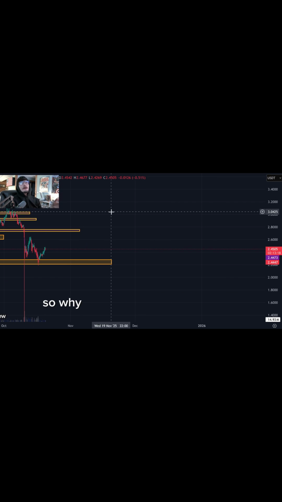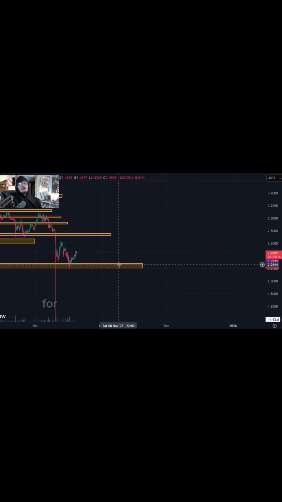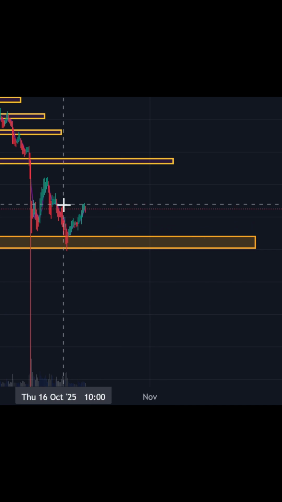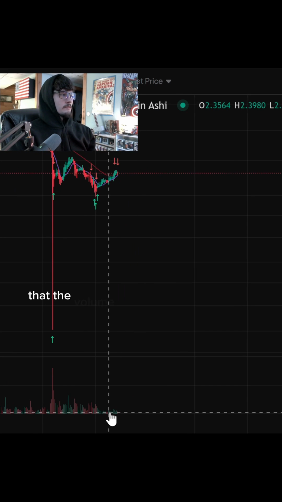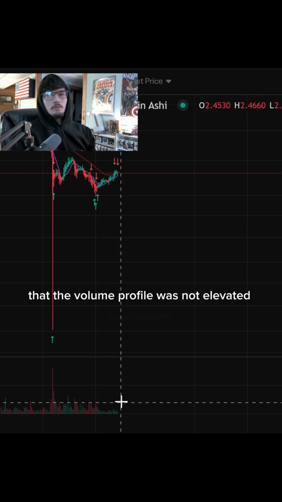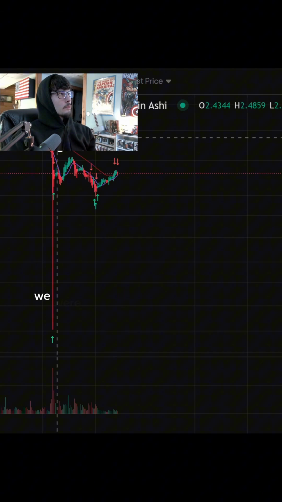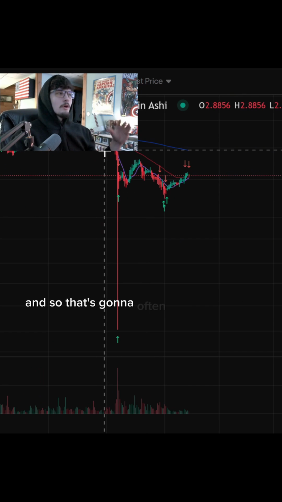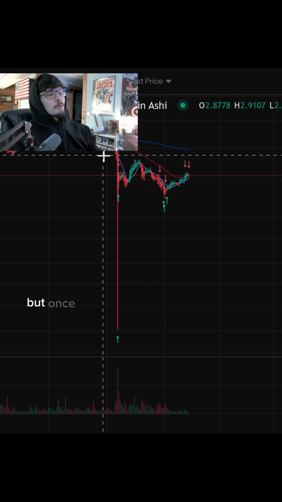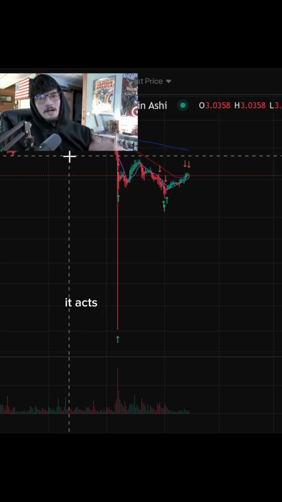So why did I actually initiate the exit? For the same reason that I predicted that this move would reverse is the same reason that I predicted that this uptrend is probably going to experience a halt. If you come over here, you can see that the volume profile was not elevated whatsoever. And furthermore, we were running right into this 50-day moving average, and that's going to often act as a magnet, but once price actually reaches that point, it acts a little bit as a barrier.